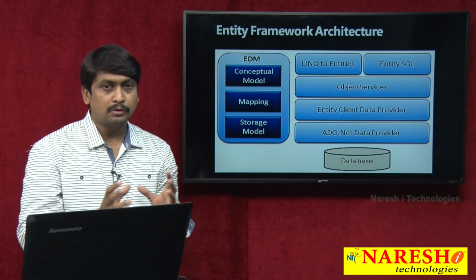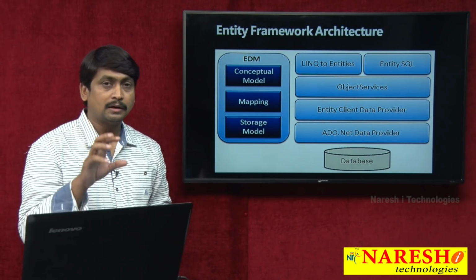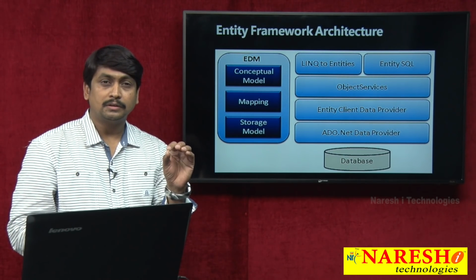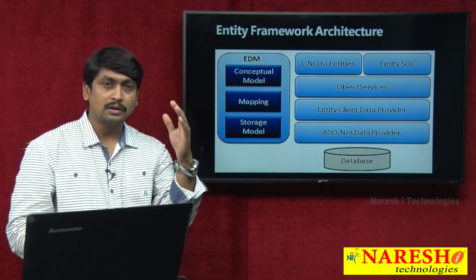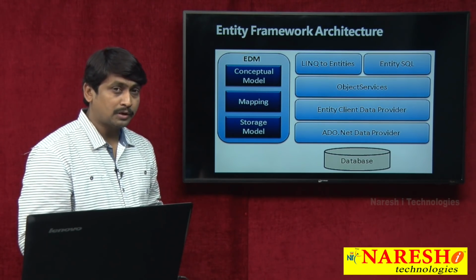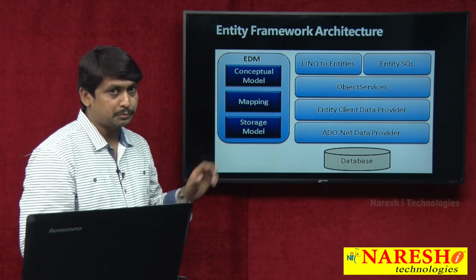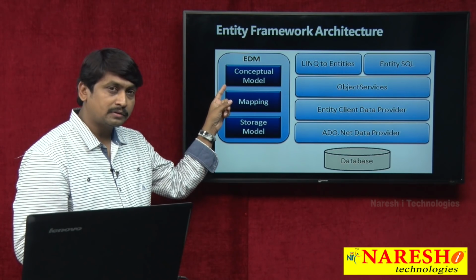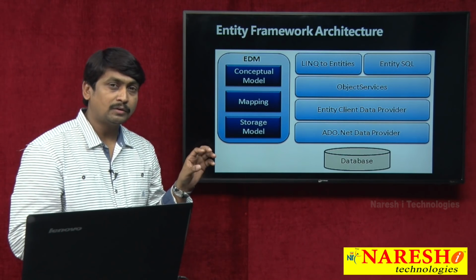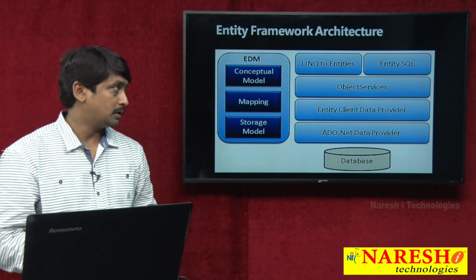So, in the Entity Data Model, the conceptual model needs to communicate with the storage model, and that is done using mapping. Mapping contains information that specifies how the conceptual model communicates with the storage model. So, the Entity Data Model has three important components: conceptual model, mapping, and storage model. The conceptual model represents the data, the storage model contains the data, and mapping specifies how the conceptual model will communicate with the storage model.